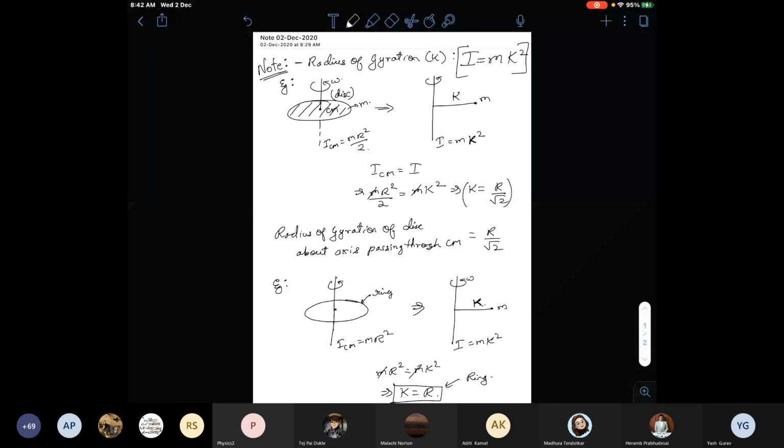Suppose you want to write the moment of inertia of a disk, you will say mk square, simple, k is r by root 2. If you want to write the moment of inertia of a ring, you will say it is mk square, where k is r. Suppose you want to write the moment of inertia of a hollow sphere, you will say it is mk square, where k is under root of 2 by 3 r. Now, how did I get that value of k for the hollow sphere? Simple. You know the moment of inertia about its center of mass, equate it with mk square and solve for the value of k. So it is just a new, general representation of moment of inertia. Is it understood? Is it clear? Or does anybody have any doubts?